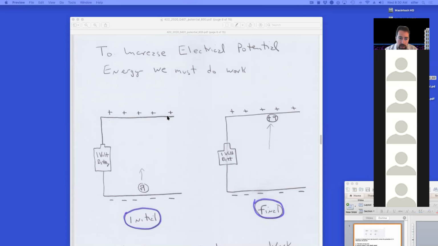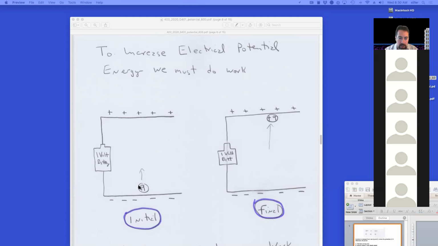So that I create a separation of charge, and on the top plate, I'm going to have positive charge, and on the bottom plate, we're going to have negative charge. And this is kind of what a battery does, it creates a separation of charge through a chemical process, but who cares? It creates a separation of charge.